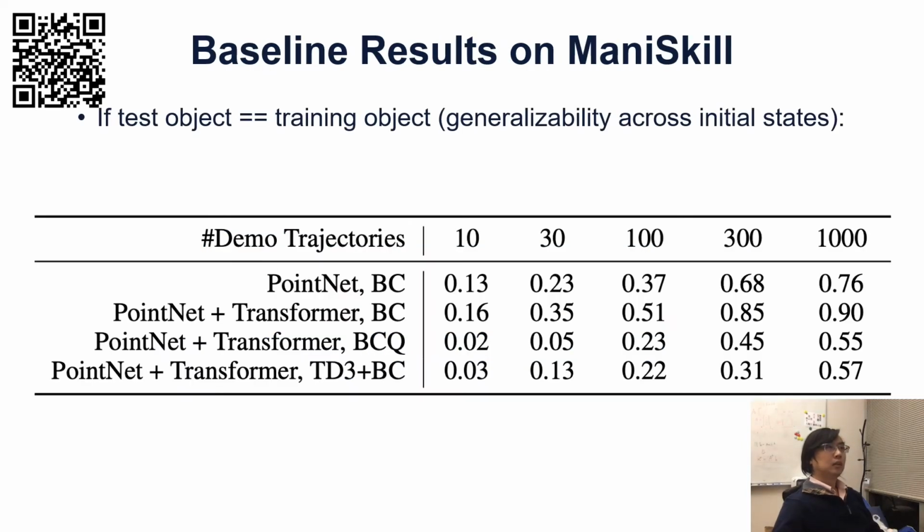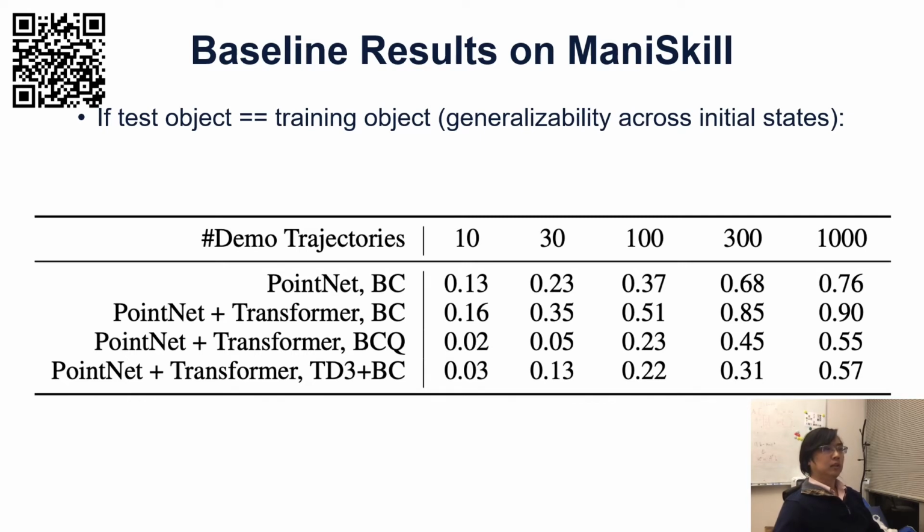Next, let us show the baseline results for solving the manipulation scale challenge using popular vision and policy learning methods. Here, we evaluated some 3D deep learning network architectures in the imitation learning and the batch reinforcement learning frameworks. First, we show the results on a simplified setup. We pick a single object of the drawer opening task. We also assume that the test object is exactly the training object.